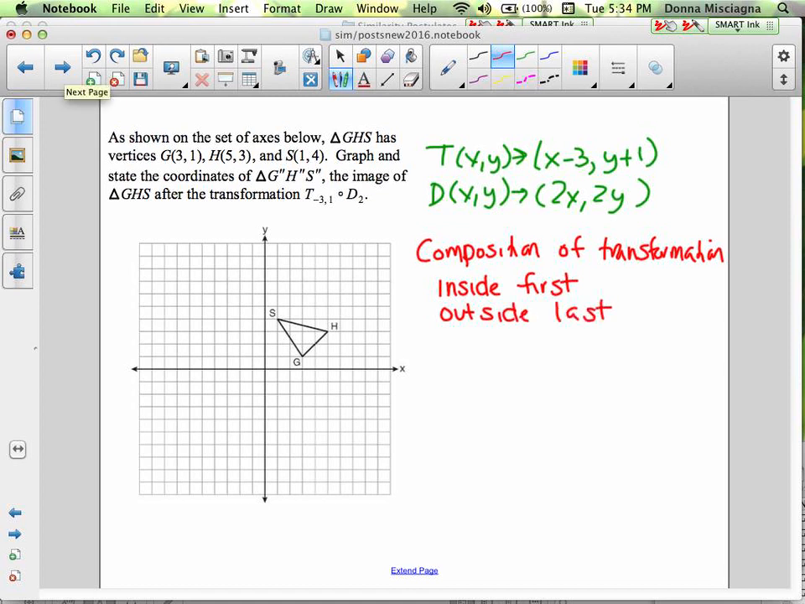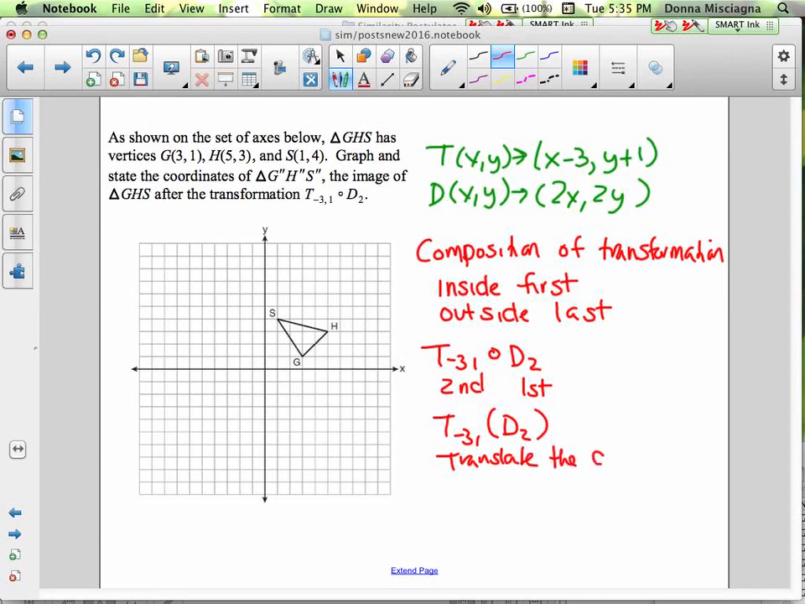All right, so that dot there is telling us this is composition, this is function notation. So this is telling us first, second. Another way this could be written is like this. Okay. So I translate the dilated figure. Once we know that part, the rest of it is easy, right? The tougher part for you right now would be knowing which to do first. In this case, it's the inside first. So we're going to do the dilation first.